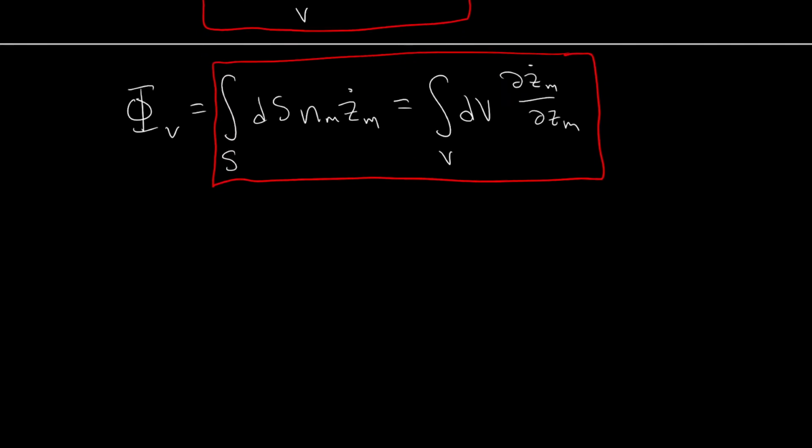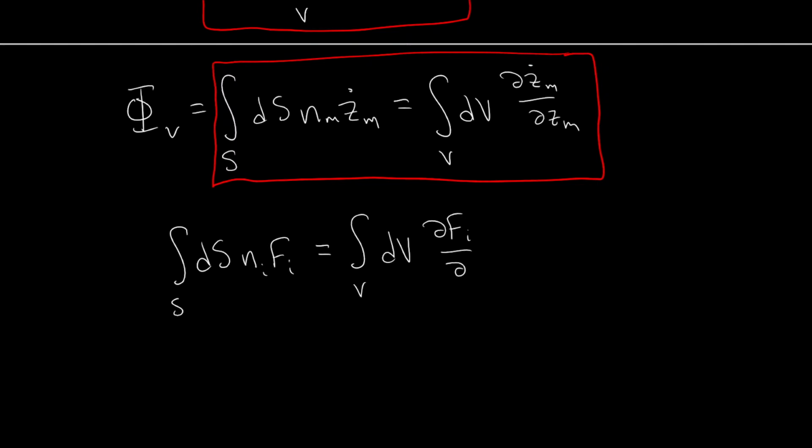And the theorem is this guy. df sub i dz sub i. I'll keep calling it z sub i, but it doesn't have to be in phase space. It doesn't have to be any. This is just a mathematical relation that is always true for any vector field f.